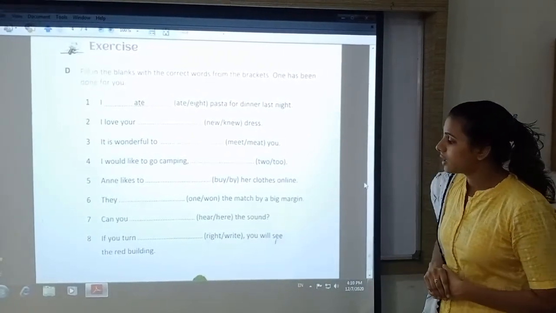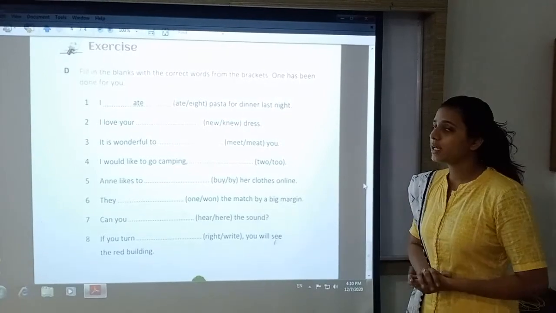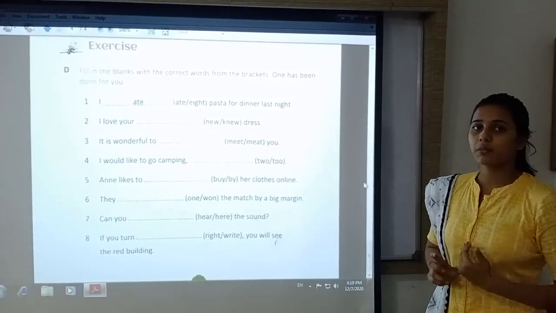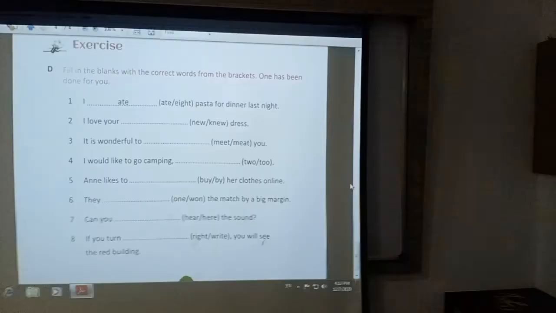If you turn dash, you will see the red building. Now if we have to turn, that means we have to see the direction. WRITE, मतलब लिखना. So here we are talking about direction. So what word will be appropriate for this blank? RIGHT shows the direction. You turn right, in the right direction. You will see the red building.